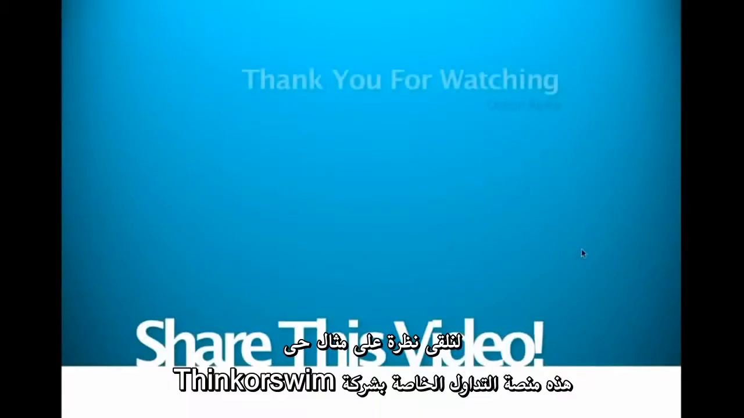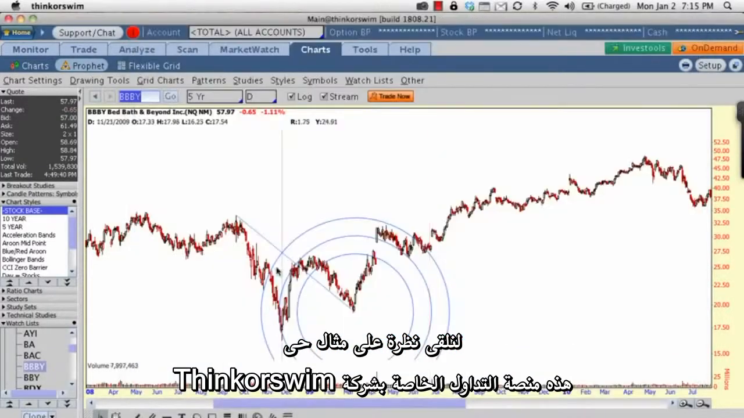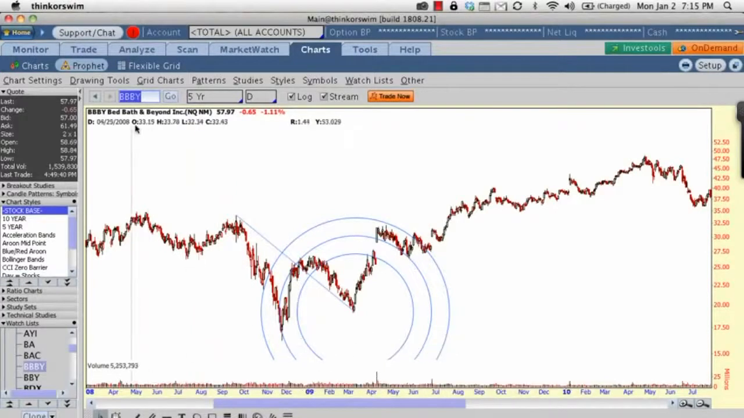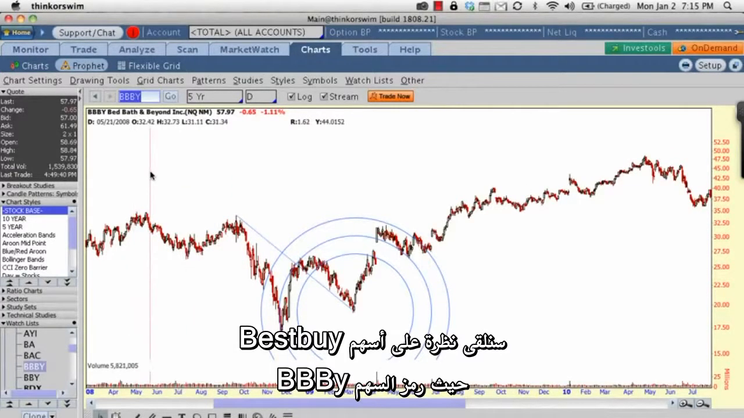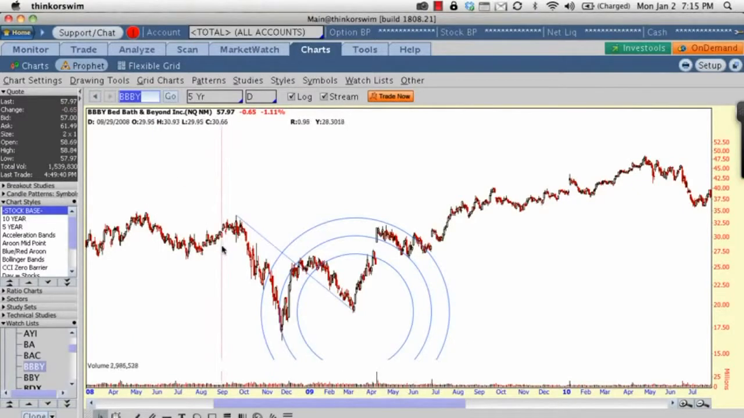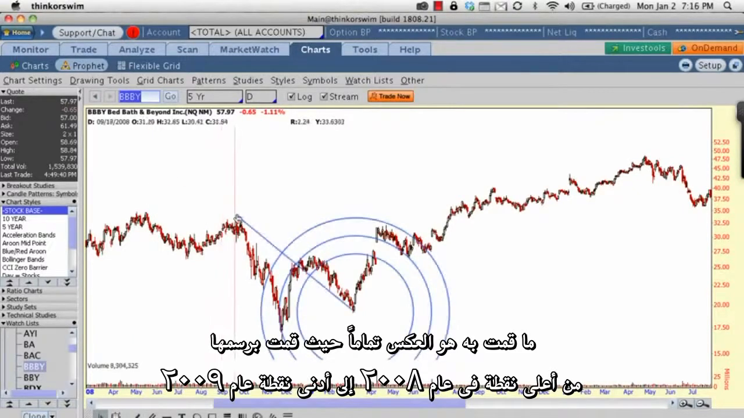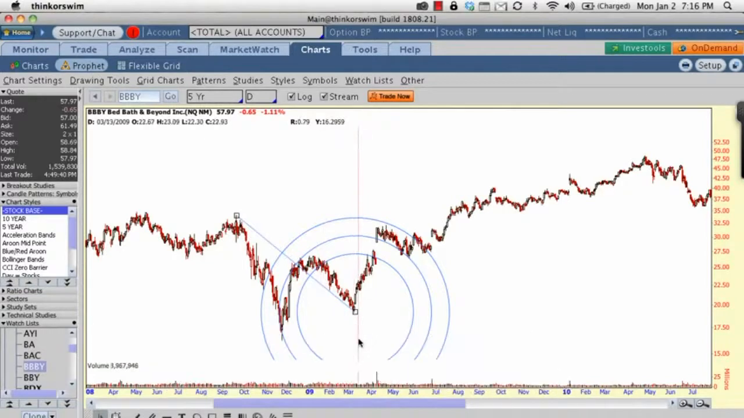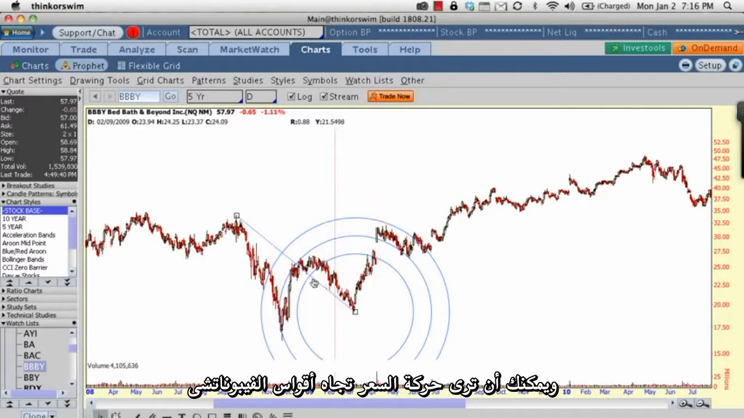Now let's take a look at a real example here on my trading platform. This is my Thinkorswim live trading platform, and we're taking a look at Best Buy, so ticker symbol BBBY. Now what I've simply done is done the same thing except in reverse. I've drawn it from the high right here of Best Buy back in 2008 to the relative low in 2009. And you can see that, again, it's working along these Fibonacci lines and drawing complete circles.